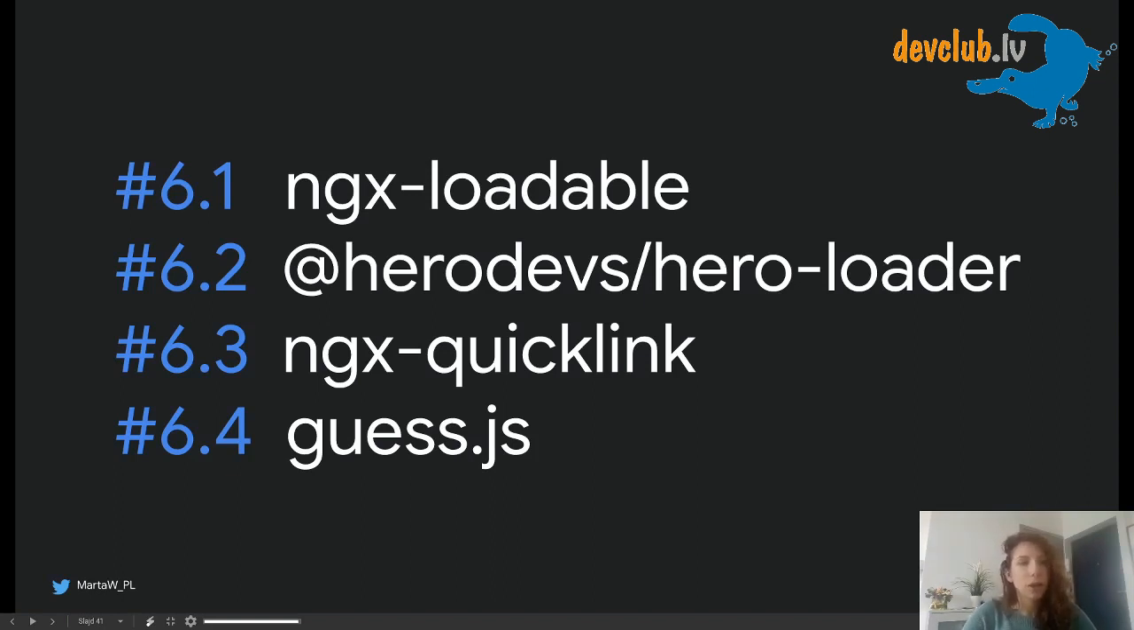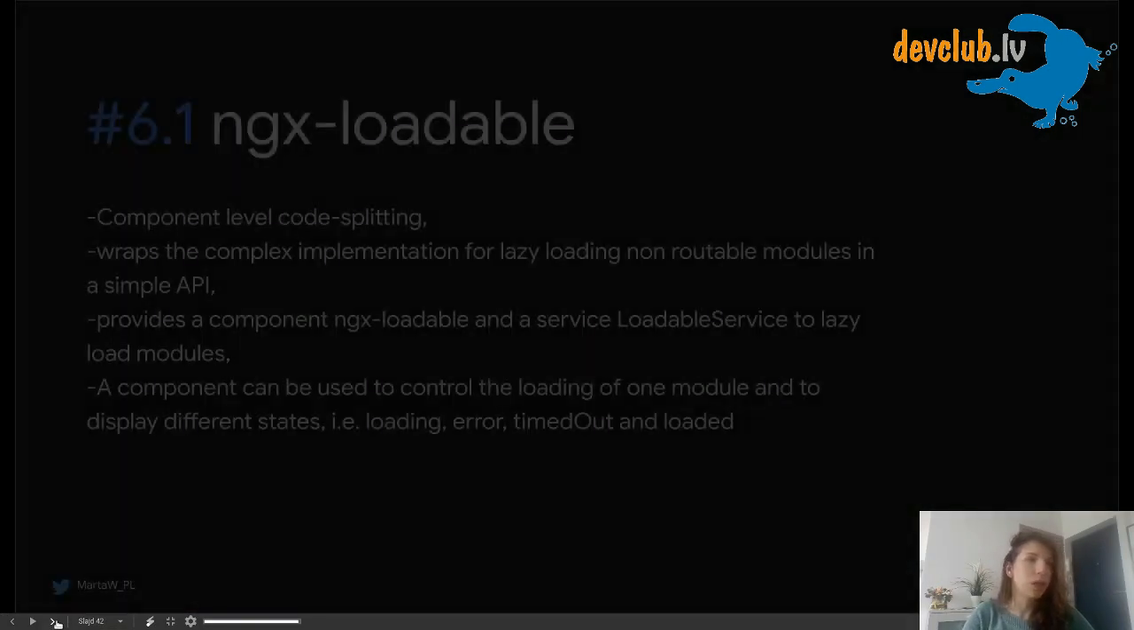I highly recommend you to check this solution as well. And NG Quicklink is a quick link prefetching strategy for the Angular router. And the last one, GuessJS, it's really cool because of prefetching. It consumes data from analytics resources like Google Analytics, and based on users' behavior, it can prefetch specific resources for your app. Today I will not focus on that one, but I highly recommend you to check how it works. It's really nice.